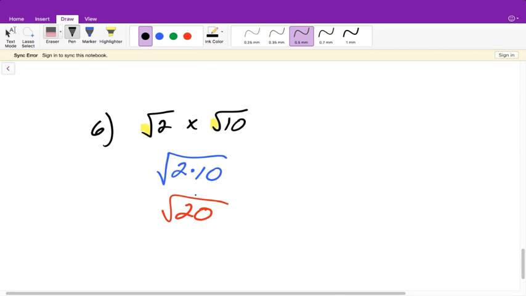Right now, this in the future will be able to be simplified, and it won't be acceptable as your final answer. But for now, we haven't learned it. So this is simply just the square root of 20. That's it. Right? You guys are really making this a lot harder than what it needed to be in class.